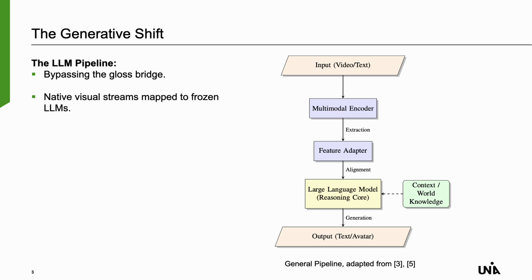By using a frozen LLM, the system taps into a massive amount of pre-trained world knowledge. This allows the AI to figure out the context of the sentence naturally and generate a fluid text or an avatar output without needing to hand label every single gesture.